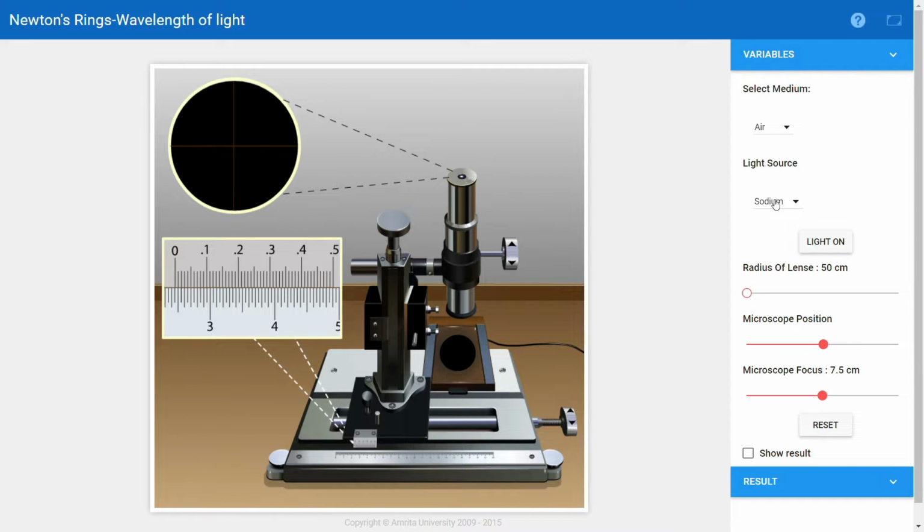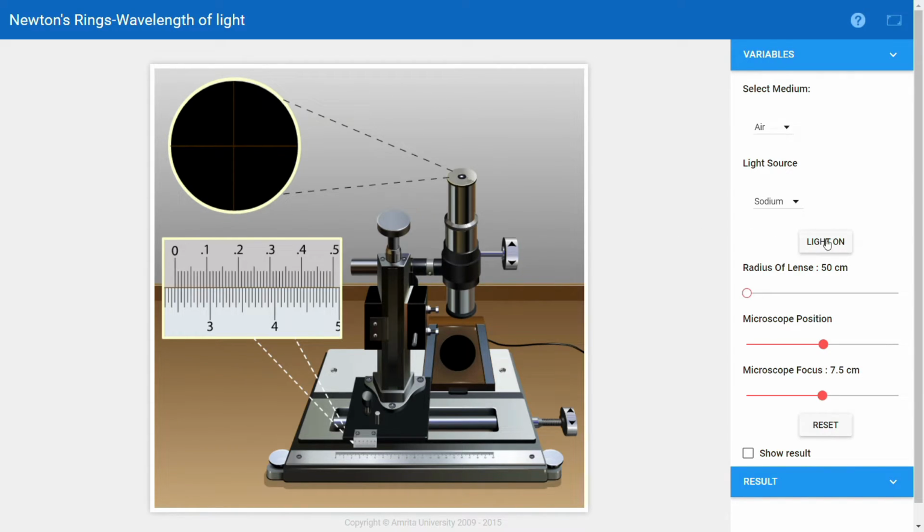Now coming to the least count. Let's see that 1 unit, from 3 to 4, is 1 unit. It is divided into how many units? It is divided into 20 units. And this is our vernier scale, and it is also divided into 20 units. Its least count must be 0.001 centimeter. So the least count is 0.001. Let's start our simulation.